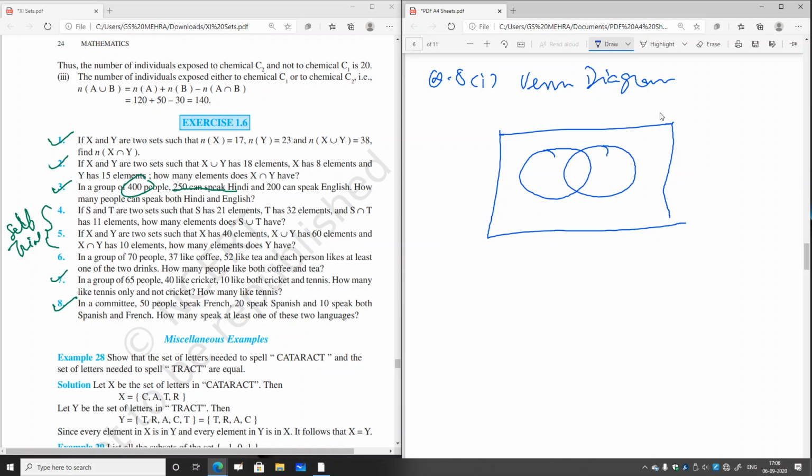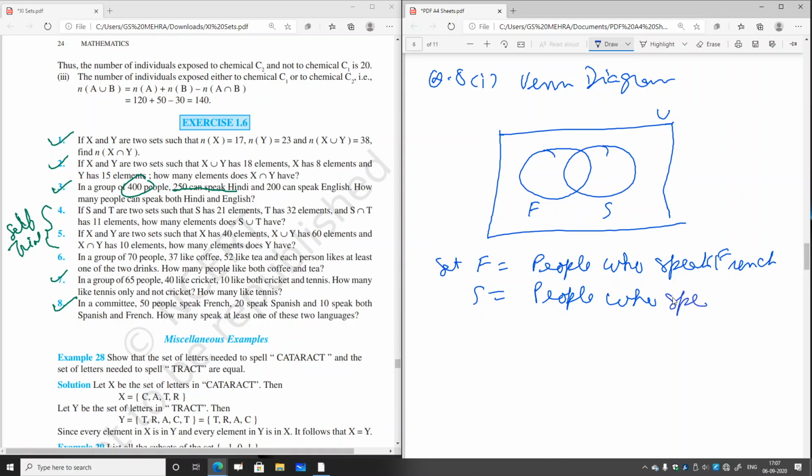So let this be the set U, and the first one let it be F and this be S. Where set F is equal to people who speak French, and let S equal to people who speak Spanish.